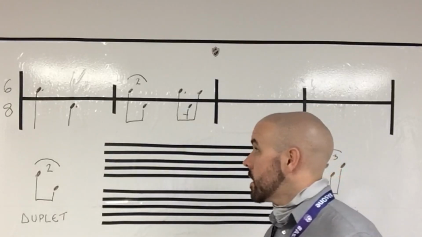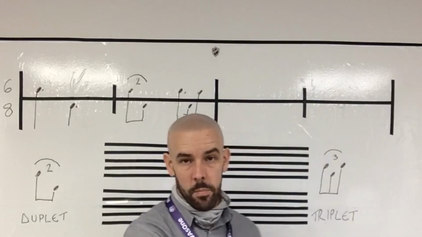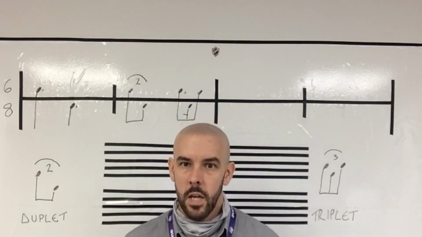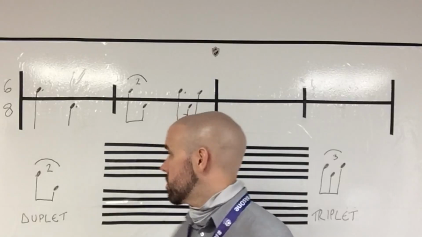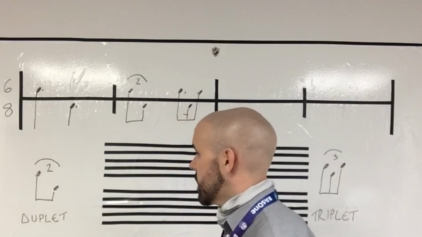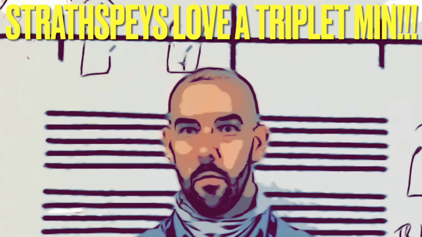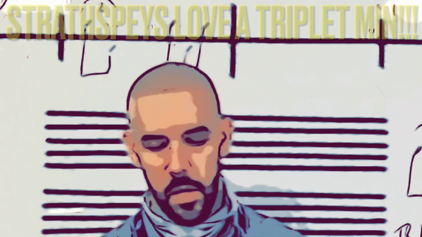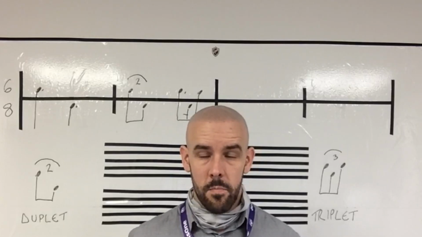The duplet is not seen as much as the triplet. You'll see triplets all the time in music. You'll see them everywhere. Certainly in marches, like the 2/4 marches, strathspeys, triplets everywhere when we drummers play strathspeys. So that's your basic irregular groups lesson.